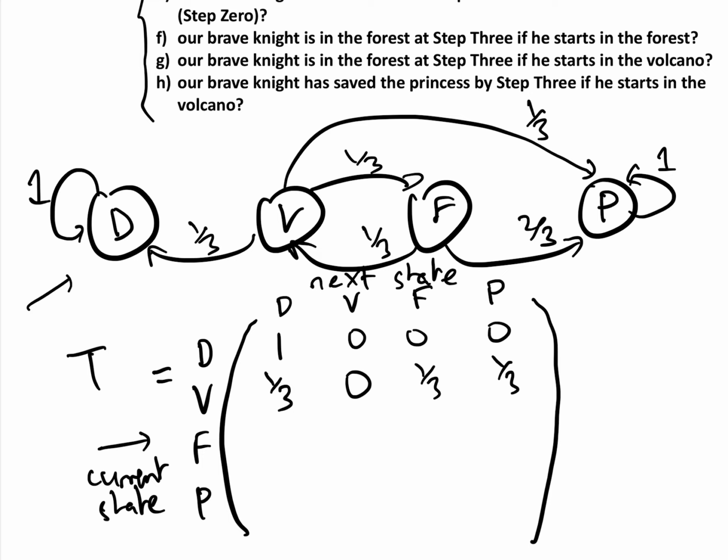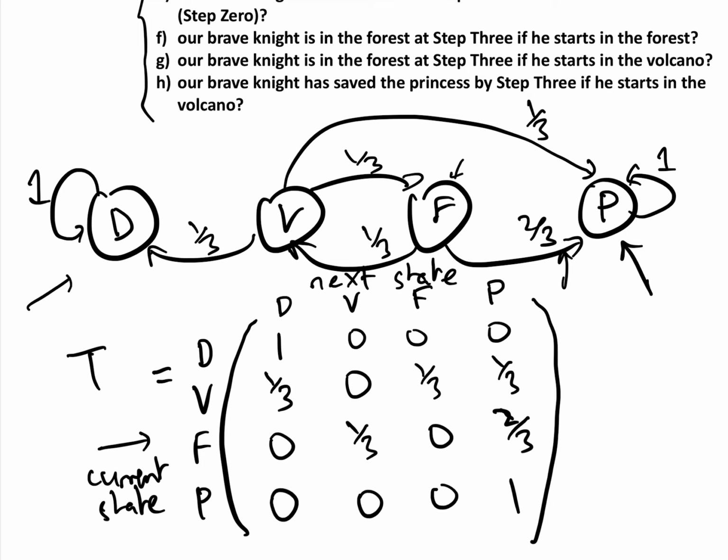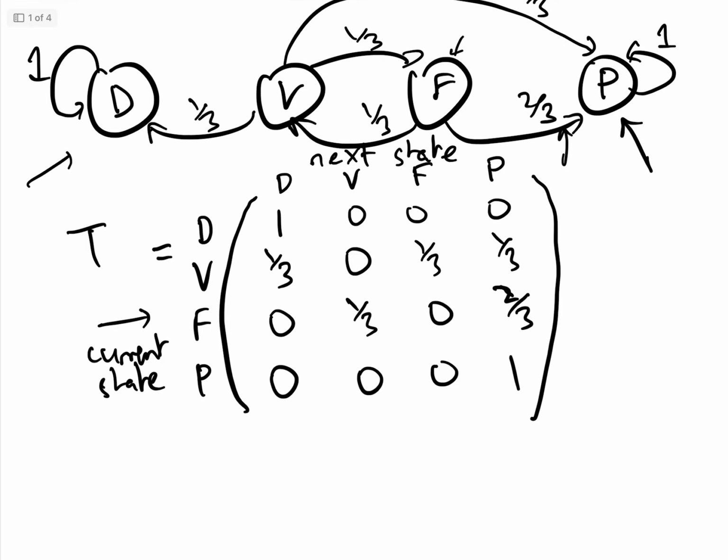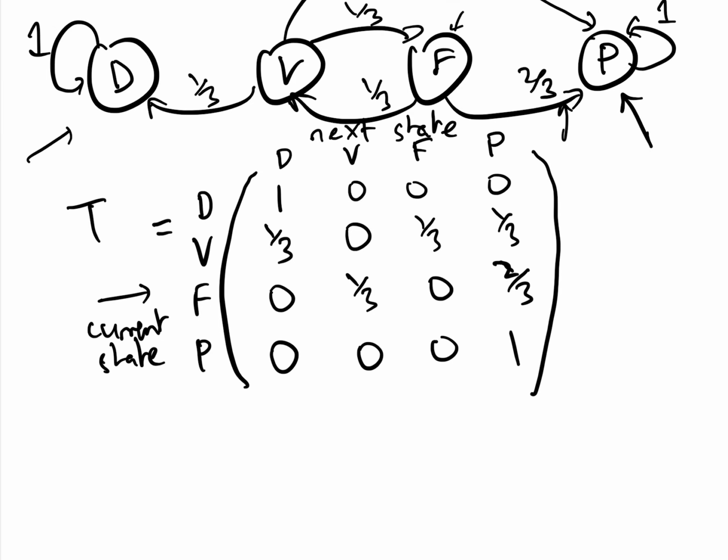If we are in the forest, then we've got a 0% chance of going into the dragon in one step. We've got a third going into the volcano, 0 staying in the forest, and 2/3 going to the princess. And finally, if we are already in the absorbing state, the princess, then obviously we stay in the absorbing state. It's impossible to go to any of the other states. So this is the transition matrix.